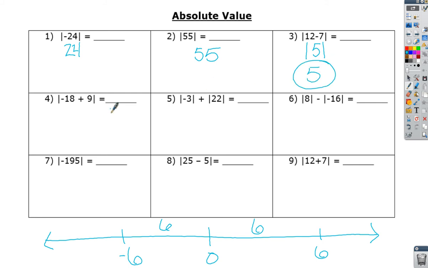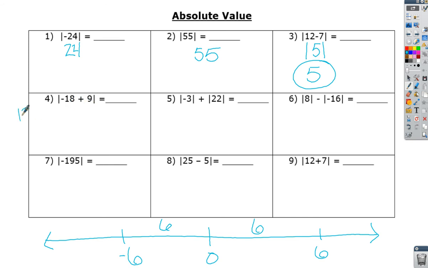Okay, we are going to do number 4. So we have the absolute value bars around negative 18 plus 9. We have to solve the operation inside the bars before we can take the absolute value. So negative 18 plus 9, we have a negative and a positive. If we're adding a negative and a positive, the signs are different, so we're going to take the difference and keep the sign of the larger number.